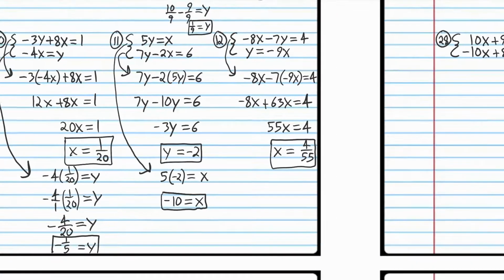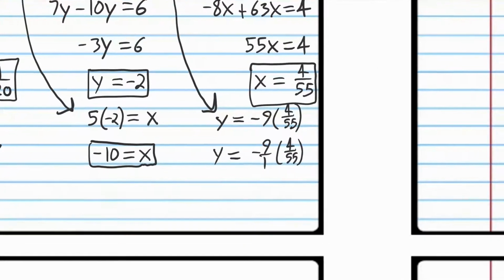Now we draw an arrow from the other equation, because we're using the other equation now. We have to find y. Y is equal to negative 9 times x, and x is 4 over 55. And again, don't panic. Negative 9 is just over 1. So by now in your math education, you should start to realize that whenever you multiply a whole number by a fraction, you just multiply that whole number into the numerator and don't do anything to the denominator. Hopefully you're understanding that by now.